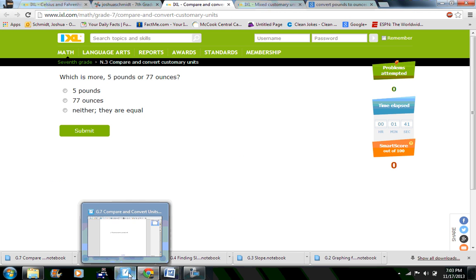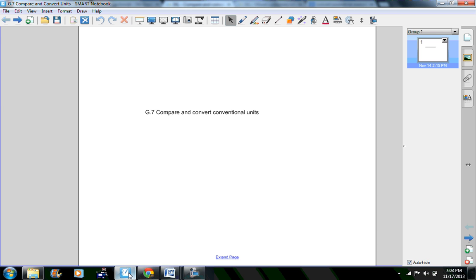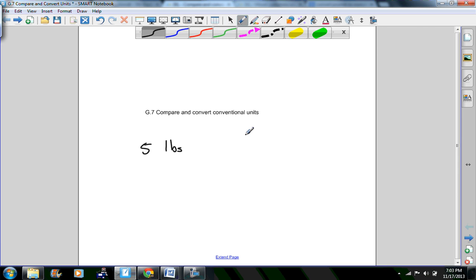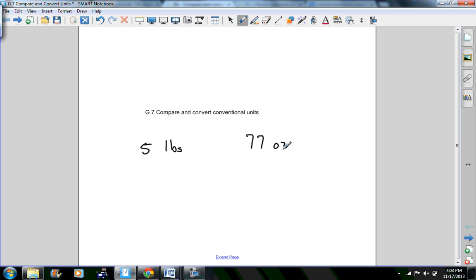So I'm going to get out this sheet here. So I have 5 pounds, and I think it's 7 ounces. And we know that 1 pound is equal to 16 ounces. So what I'm going to do is take my 5 pounds here, and I need to make a bigger number because for 1 pound and 16 ounces, the 16 is bigger. Therefore, this number has to get bigger.